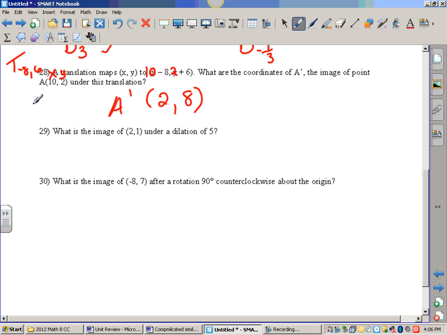You're going to go left 8, and then you're going to go up 6. But this right here is your answer. That's all you really need. But it's all connected, guys. It's all the same thing over and over again.